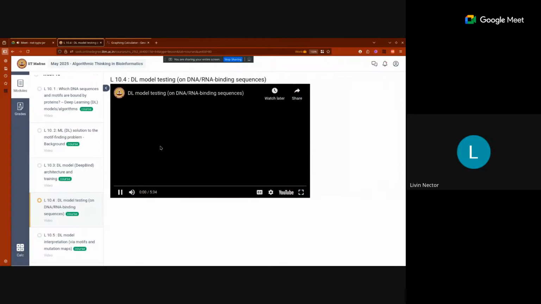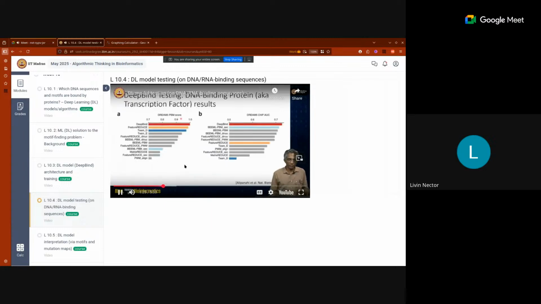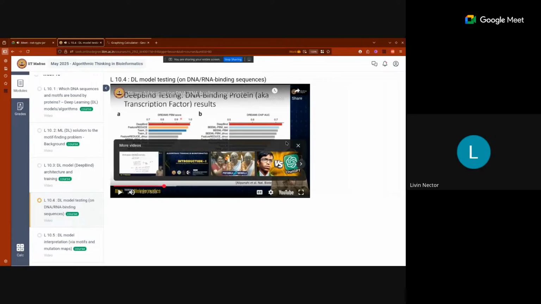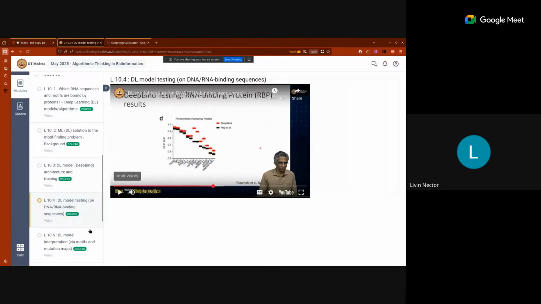And this is about how we are using this DeepBind results, testing them on this binding sequence. So this is the evaluation of how DeepBind has performed in comparison with the previous models, which is what the DeepBind reports are. These are basically the findings. So basically, this unit is analyzing a particular paper, is what you can consider.